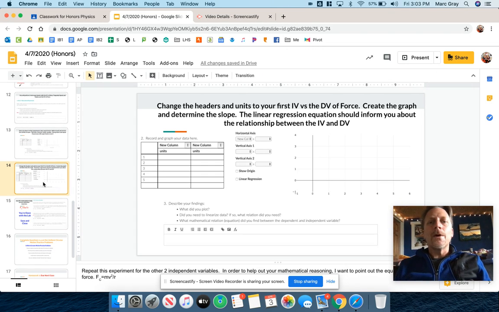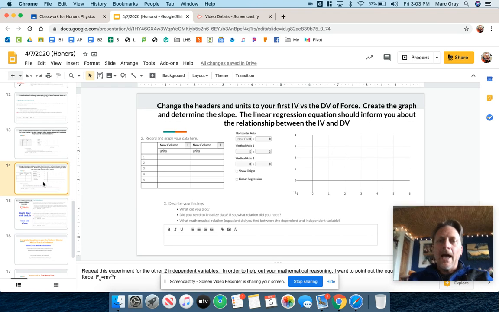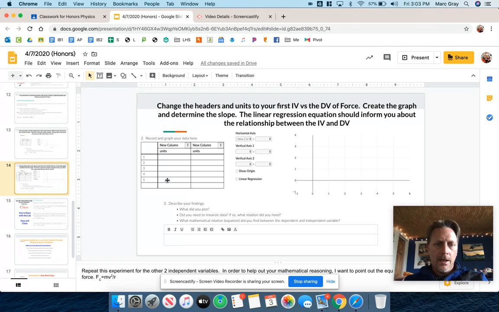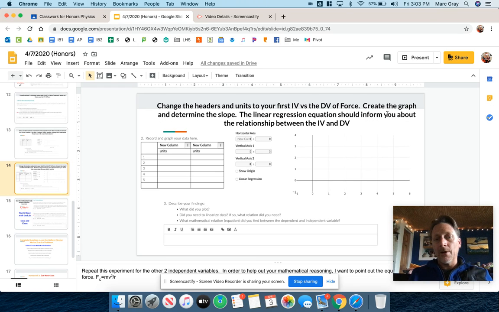As I was saying before, you're going to choose one of the independent variables from the experiment and put it in this column here. Then find your dependent variable of force that is produced from the independent variable, and create a graph here and do some interpretation based on your graph.